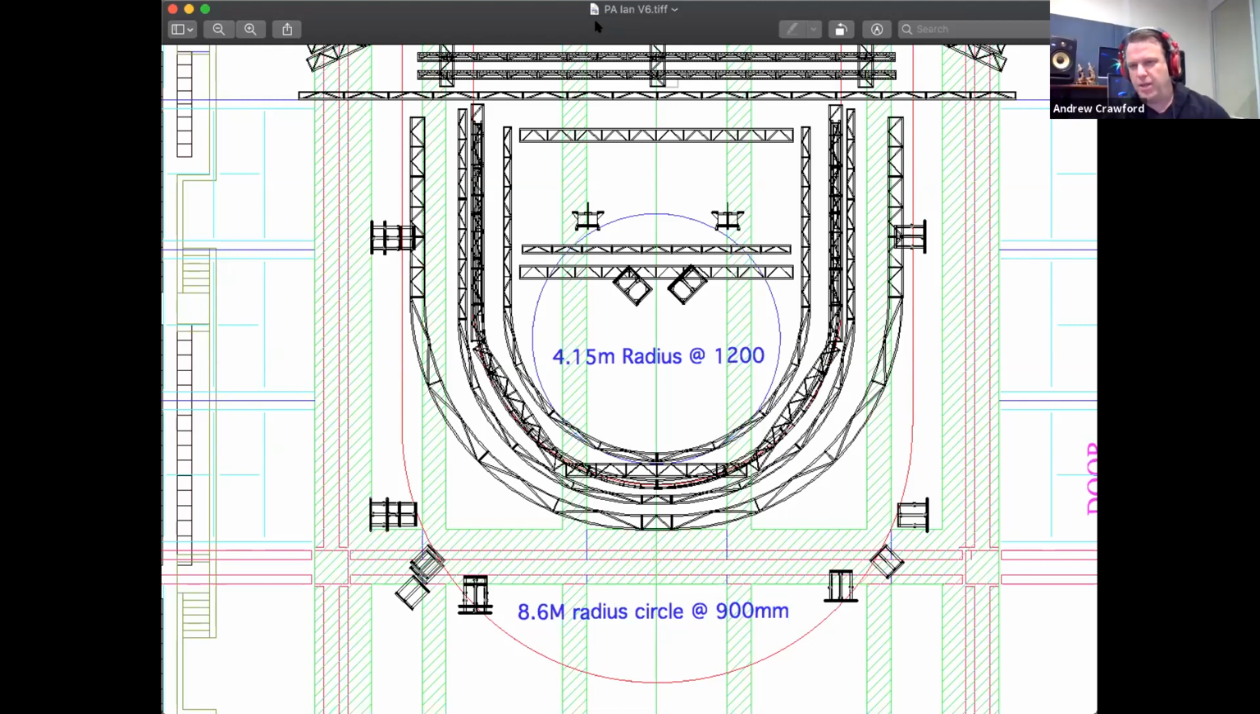So how many T21s was it? It was two hangs of 8. It's 2 hangs of 8. So it's literally above, if you're not used to looking at speaker drawings, it's above where it says 4.15 meter radius. Those 2 square blocks just above the truss there.